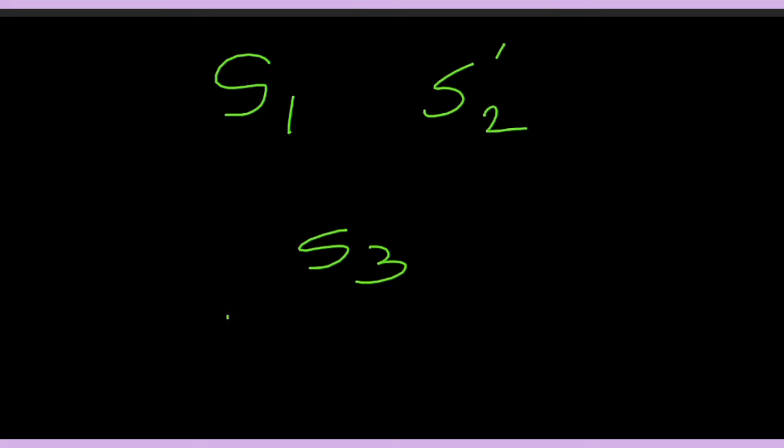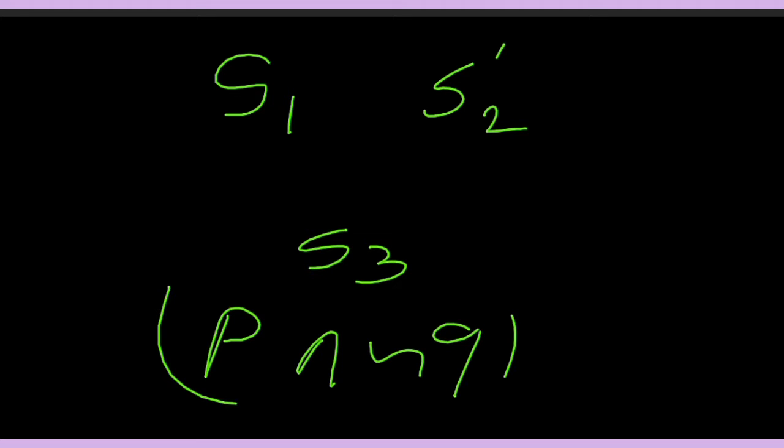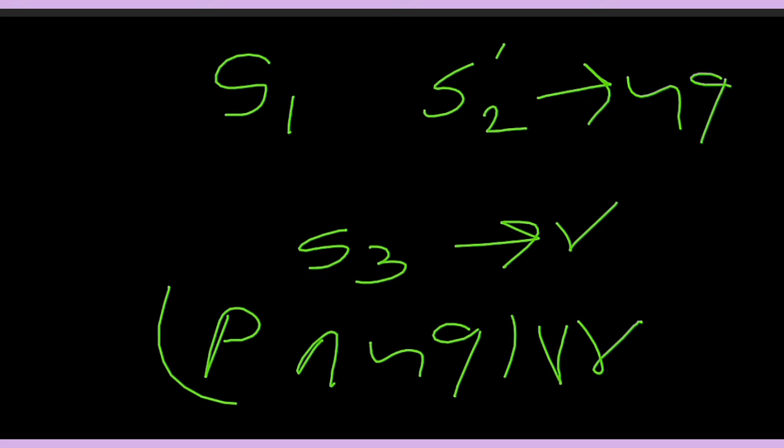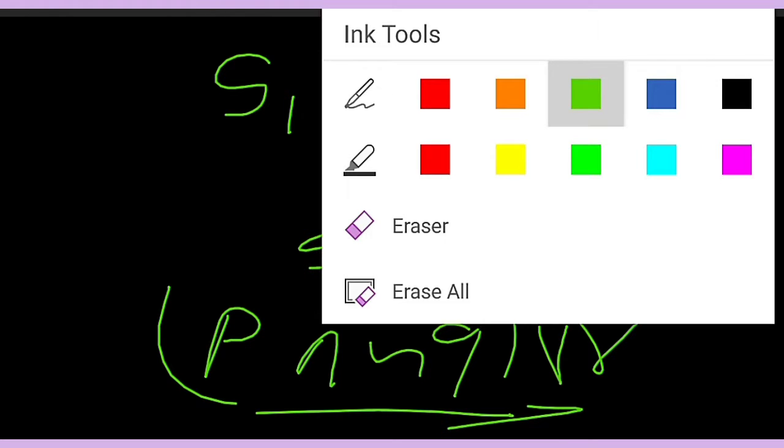This is S1, S2 dash and S3 dash. Here P and negation Q or R. Here R means S3 and S2 dash means negation Q. This is the symbolic form of the statement.